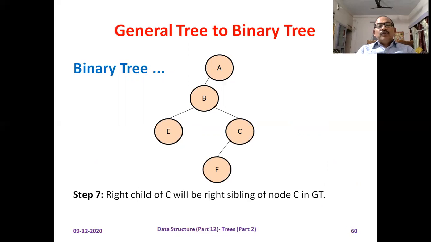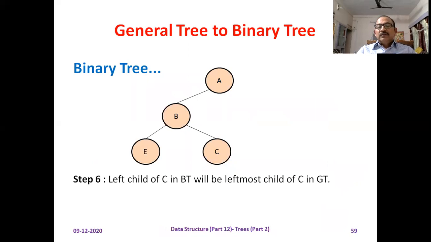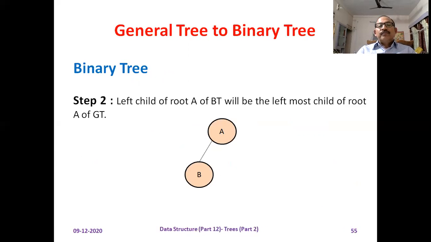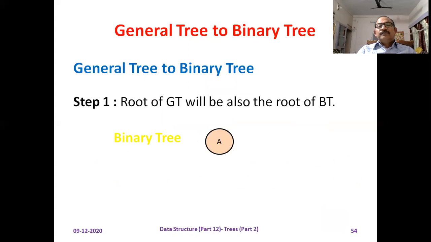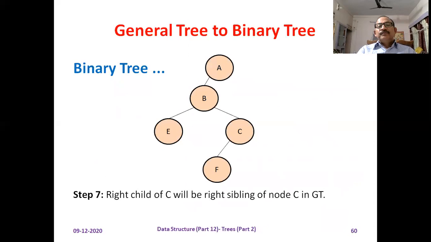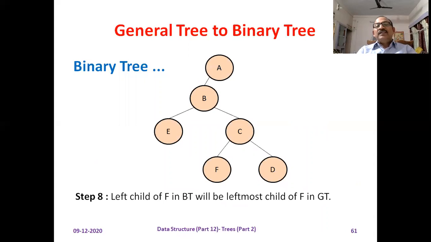Next, what will be the right child of C in binary tree? So right child of C in a binary tree will be the right sibling of node C in the general tree. Let us see. Node C. What is the sibling of node C in the general tree? You can say D. Now make D as the right child of C.